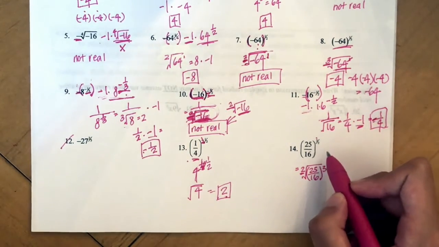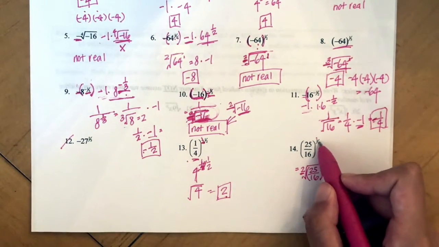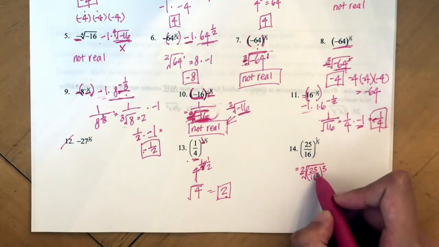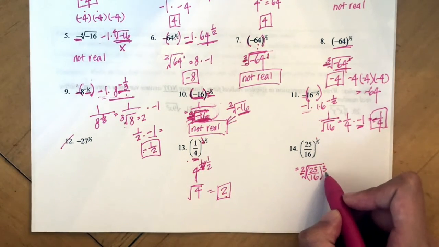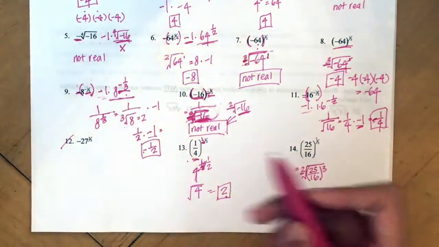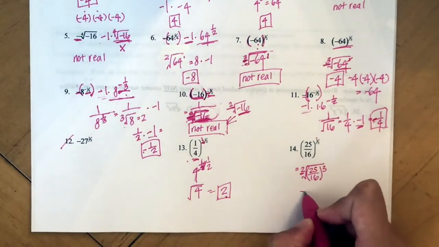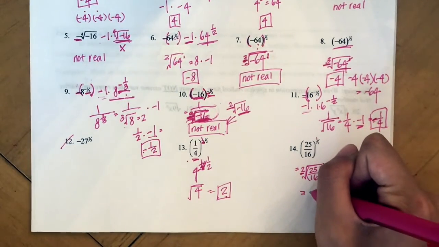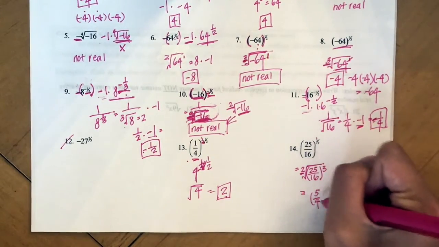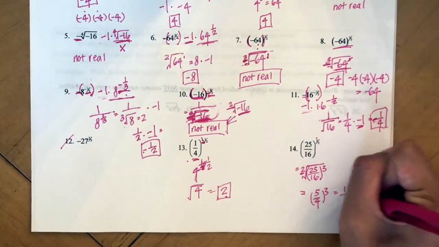Okay, so last but not least, we have 25 over 16 to the 3 over 2. We can rewrite this as the square root of 25 over 16, cubed. After we recognize this radical rule, as you can see in radical rule number 4 above, we can simplify this to 5 over 4 to the third power, which is 125 over 64.